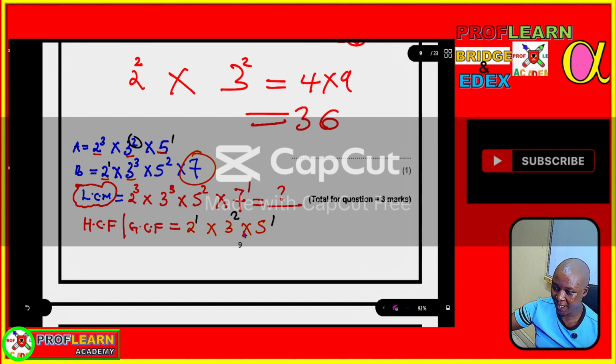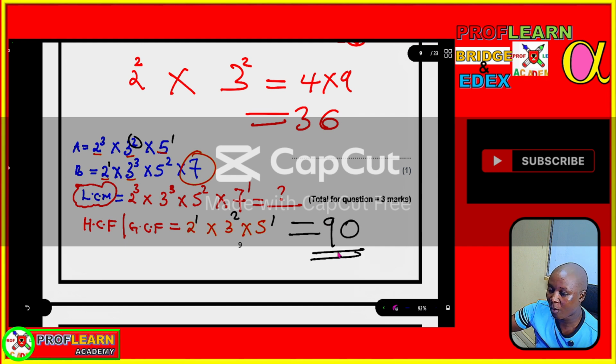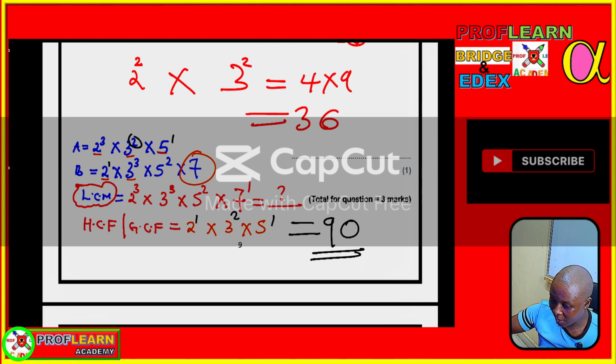So the highest common factor is going to be 2 times this times this. This is going to be 9 times 5 is 45, times 2, that is 90. So the highest common factor is 90. Basically that's how you work out this kind of question.